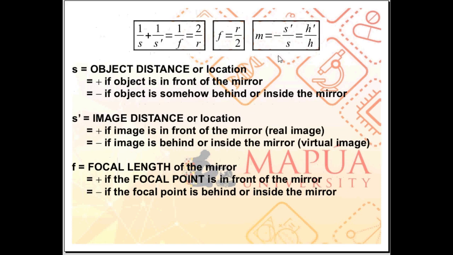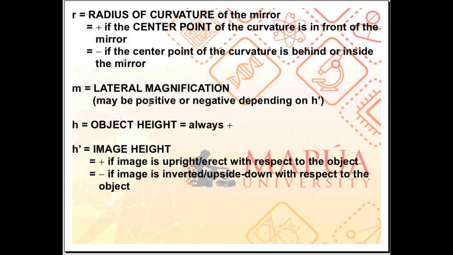Now M is equal to negative S prime over S, and so on. M is referred to as the lateral magnification. The image may be larger or smaller than the object. So we have what is called the magnification, and M will be positive or negative depending on H prime. H is the object height. What's the actual height of the object? And H is always positive.